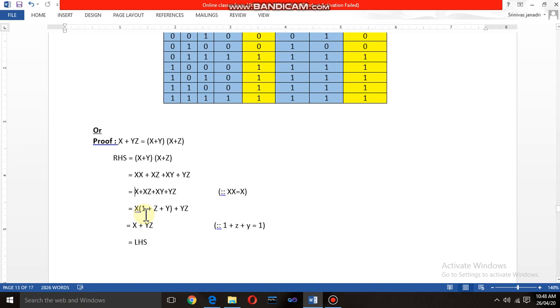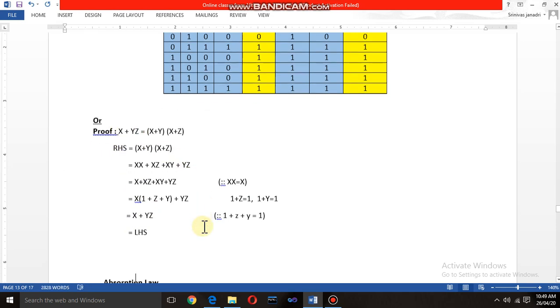gives again one value. We know that 1 plus x again gives you 1, where applying here 1 plus z is equal to 1, the remaining is 1 plus y. Again this is also 1 plus y is equal to 1. So we have simply written 1 multiplied with x is x plus yz. This is nothing but the LHS here. Hence this is proof.